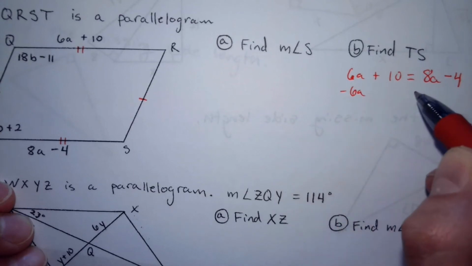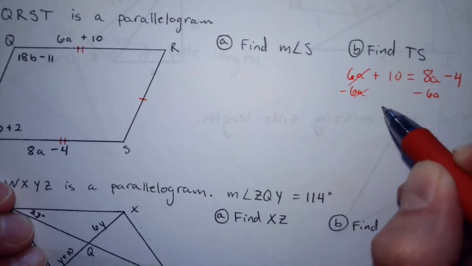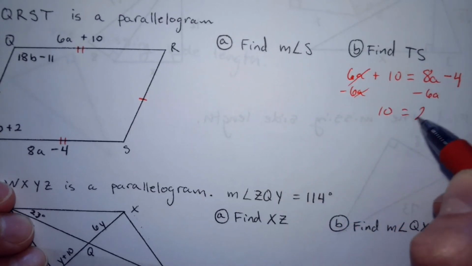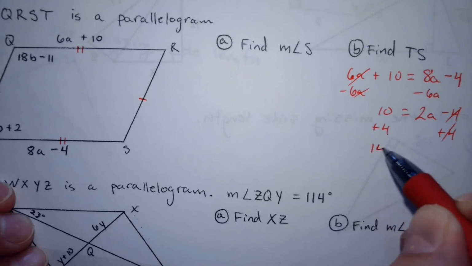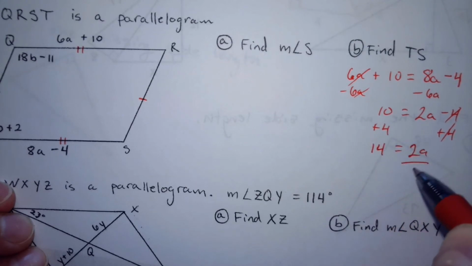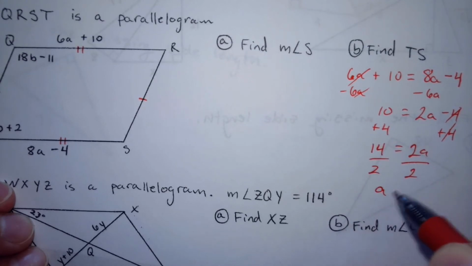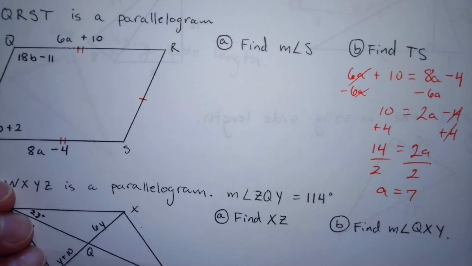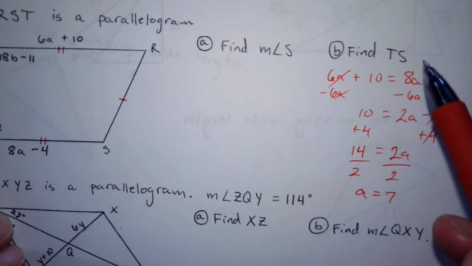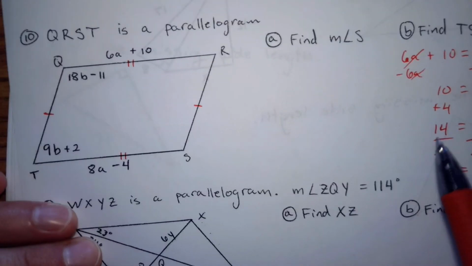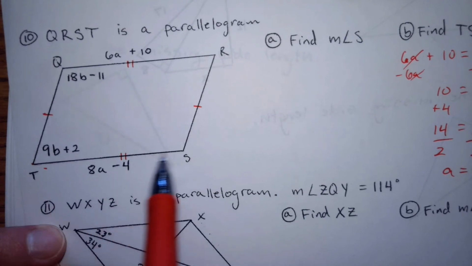Subtract 6A from both sides. 10 equals 2A minus 4. Add 4 to both sides. 14 equals 2A, divide by 2, divide by 2, A equals 7. Here's what some people messed up on. A equals 7, but that's not the answer, because we're trying to find TS, and TS is this side length.